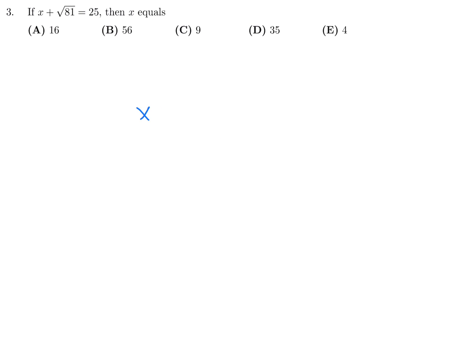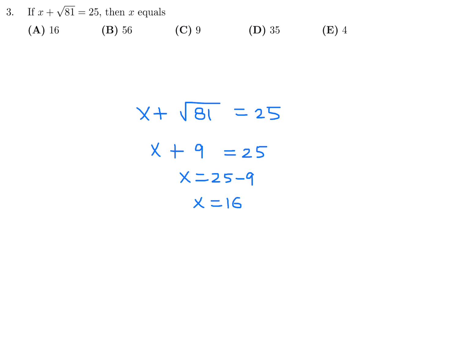If x plus the square root of 81 is equal to 25, then x is? The square root of 81 is 9, and that's equal to 25. That means x is 25 minus 9, and therefore x is 16. So number 3, the answer is A.